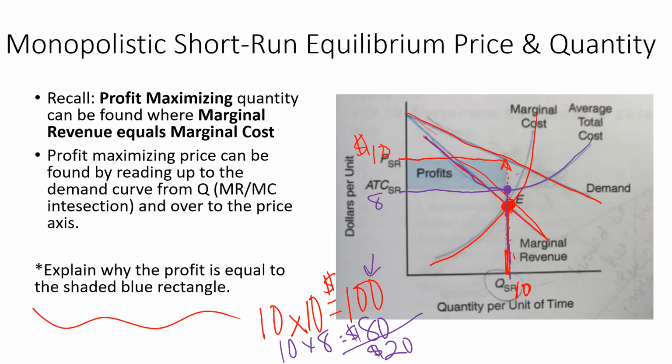My math was wrong earlier. I said 200, but it's 20. Okay, so our profits are $20. So we kind of have to be able to read these graphs. Okay, we're going to do another example.